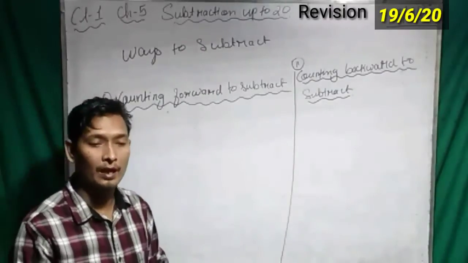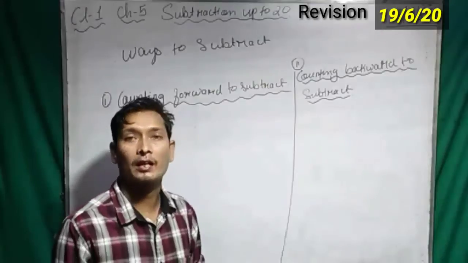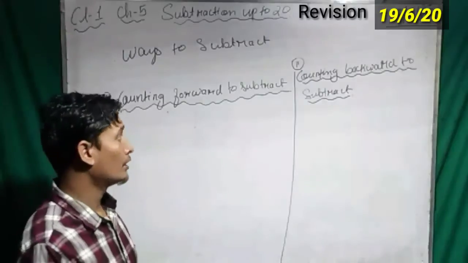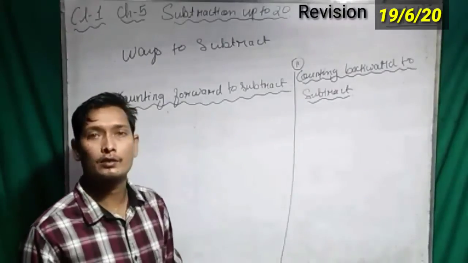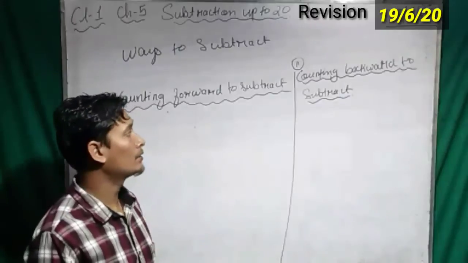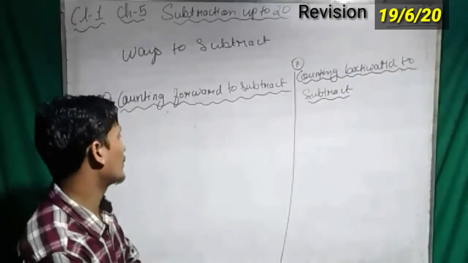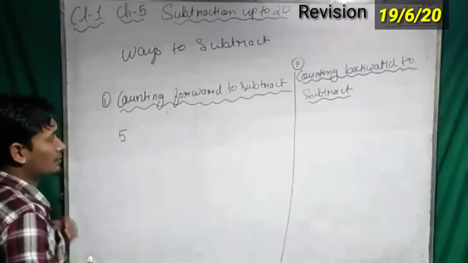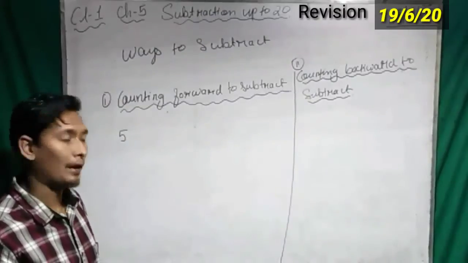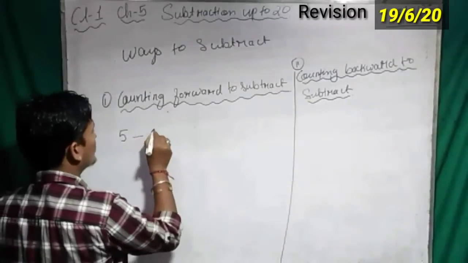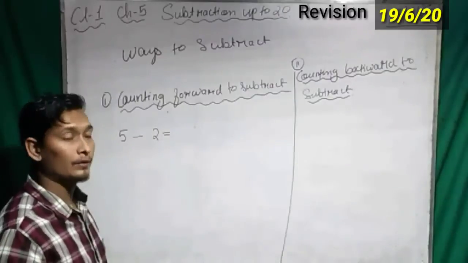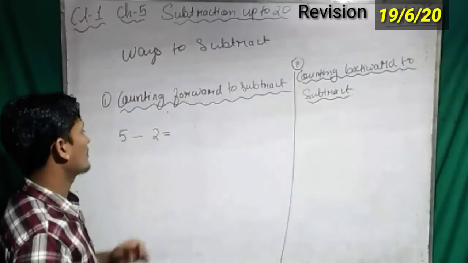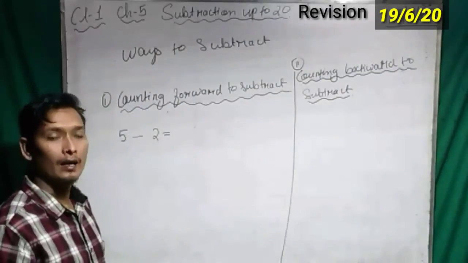So now the first one is counting forward to subtract, and the second one is counting backward to subtract. Counting forward means we have to jump next, and counting backward means we have to jump backward, means to the back side. Okay, so let's see one example of how to get the answer when we are counting forward and how in backward. Suppose there are 5 birds sitting. How many birds are sitting? 5 birds. And 2 birds fly away.